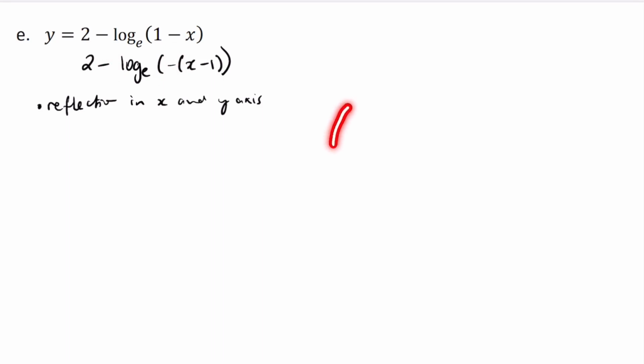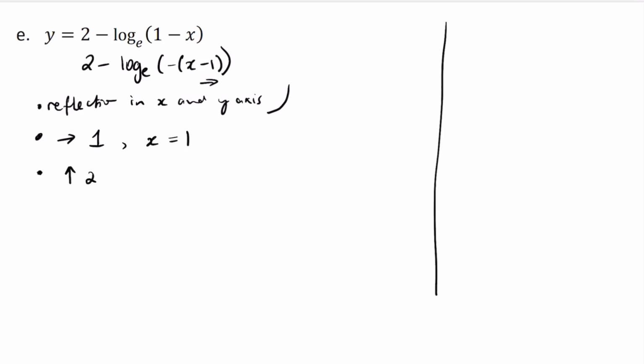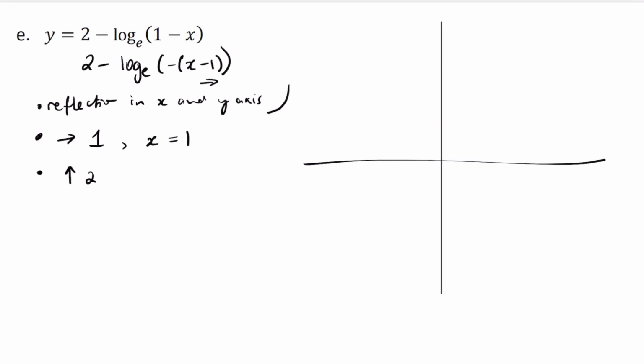So usually my graph is like this, then I'm going to reflect in the x, and then I'm going to reflect in the y. So it's going to look like this. Then I have a shift to the right by 1. That's going to affect my asymptote, which is now going to be at x equals 1. And then I'm also going to move up by 2, but that doesn't really do much overall. So that's all my key information. I can go ahead and sketch.